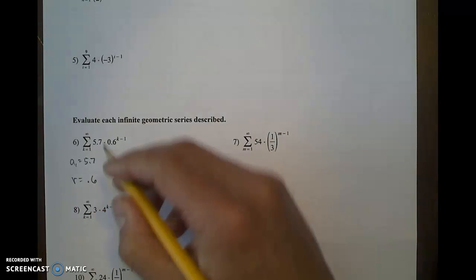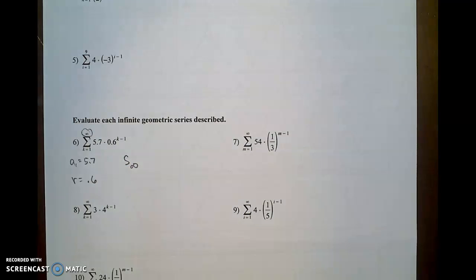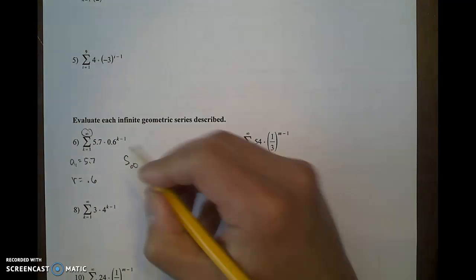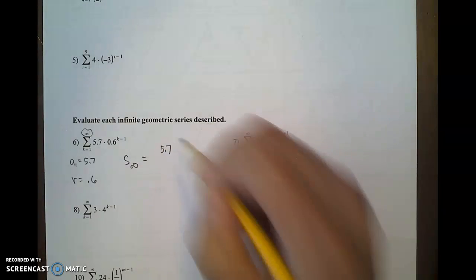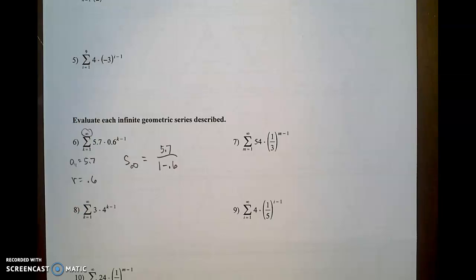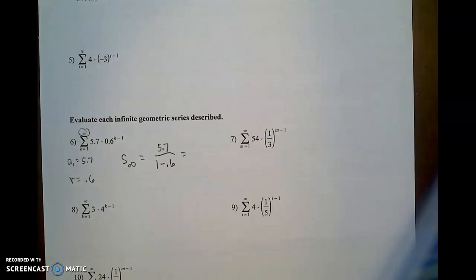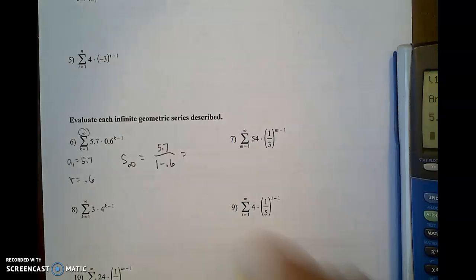Let's plug that into the formula for the sum of this infinite geometric sequence. This is a nice, easy formula to use because we just take the first term and divide it by 1 minus the common ratio. That's for an infinite sequence. So it's 5.7 divided by 1 minus 0.6. 14.25 is our sum.